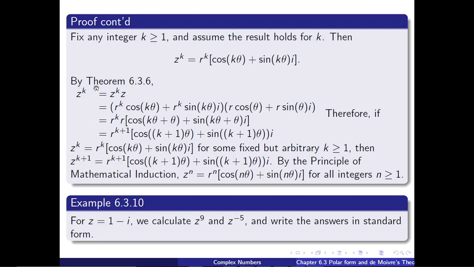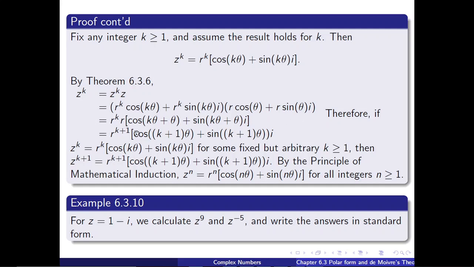And now we know that by theorem 6.3.6 we proved a way of multiplying two complex numbers which are in polar form. So, sorry, this is supposed to be z^(k+1). So z^(k+1) is equal to z^k times z, which if we write it in polar form, we know that this is true, so therefore we put our inductive assumption here, times z, and that is z.